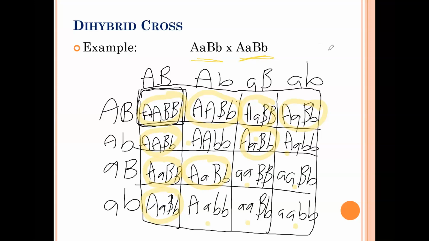Right? How many are dominant for A but recessive for B? Dominant for A, recessive for B, dominant for A, recessive for B, dominant for A, recessive for B, and that's it. 3 out of 16 are dominant for A, recessive for B. How many are recessive for A but dominant for B? 1, 2, 3. And then how many are recessive for both? 1. Okay. Pause the video if you don't have those circles done.